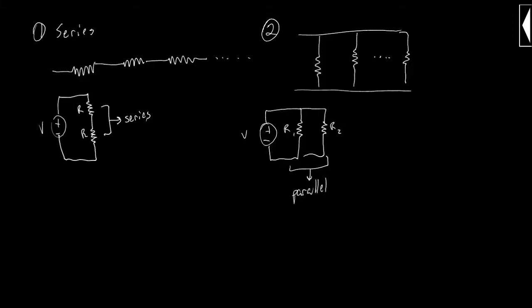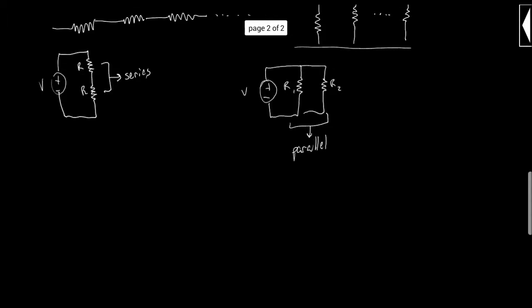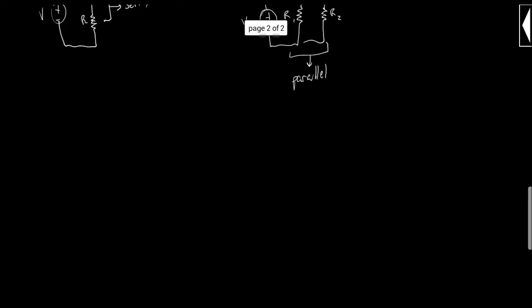So what's the significance of this? Well, it has a big effect on the current and voltage that goes through these circuit elements. Let's start with the series example.